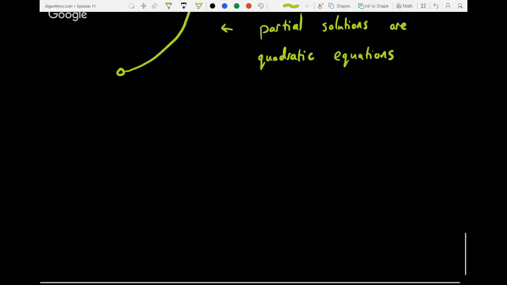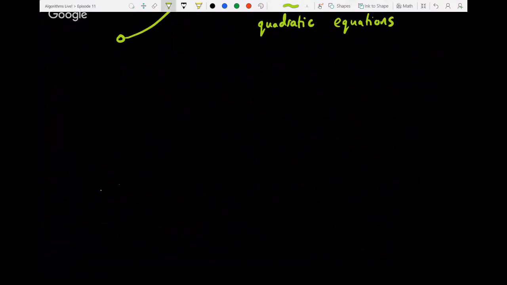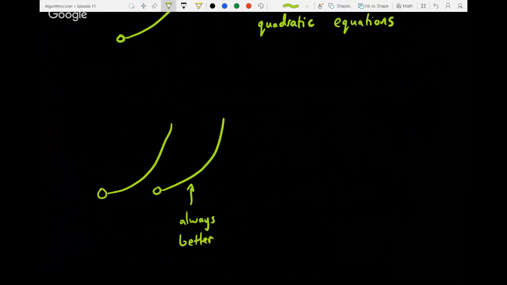Let's take a look at some of these. They're kind of interesting. So let's say I have two of them here. And what you'll notice is after this one becomes active, after we end up hitting this point, this one is just always better. But that's not the case in all possible cases.